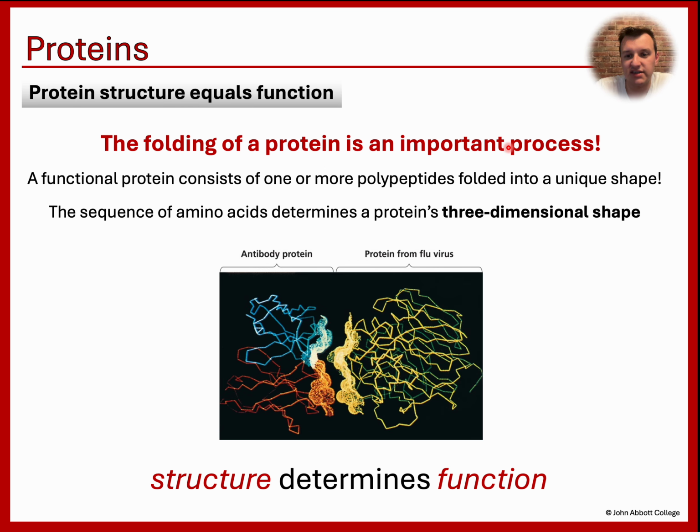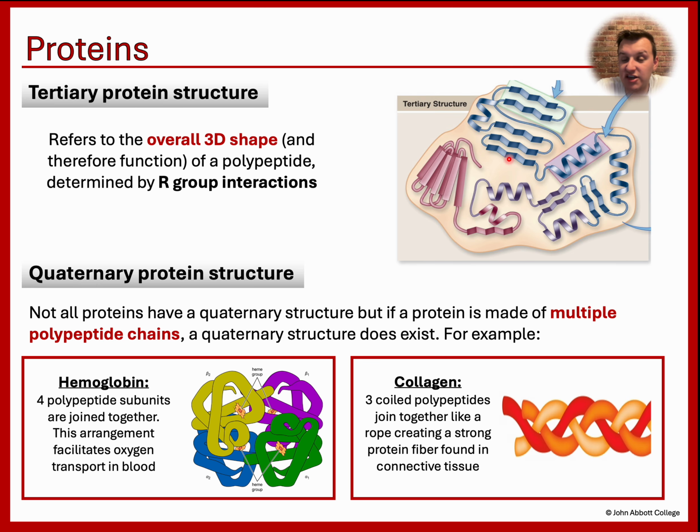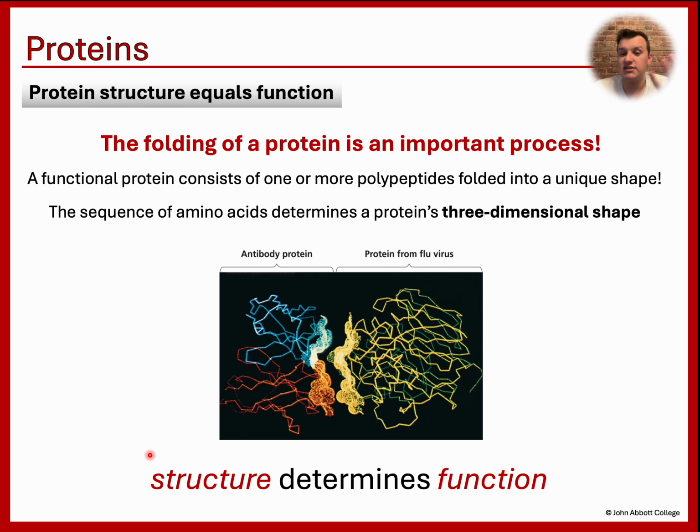So the folding of a protein is an important process. A functional protein consists of 1 or more polypeptides that are folded into a unique shape, okay? So the sequence of amino acids will determine the protein's 3-dimensional shape. Remember I told you here, if I change one of these, that might change the helix, or it might change the 3D shape, and that might change how it interacts and does its function, right? The shape, the hammer versus the laptop, right? That will change its function.